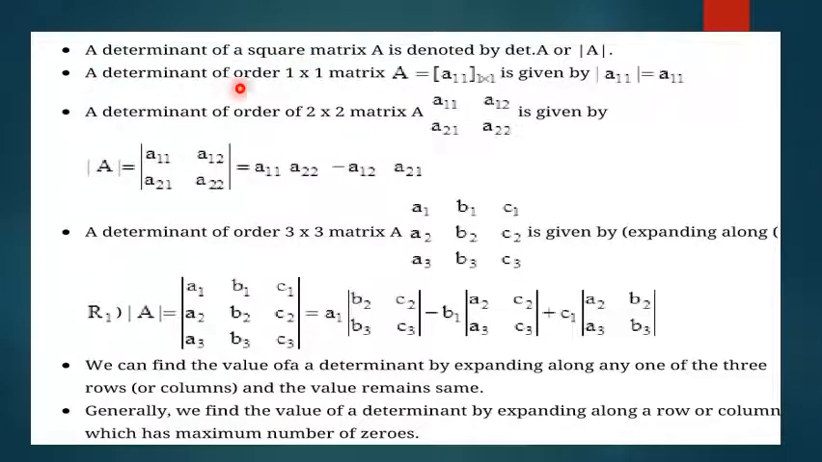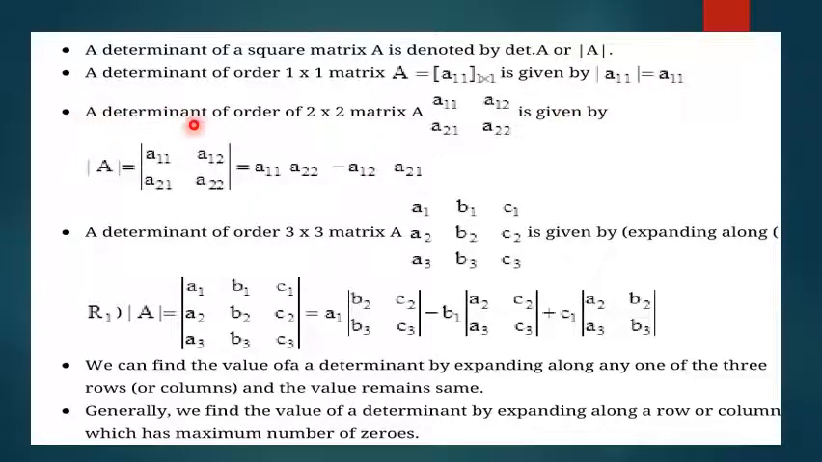Then the determinant of a 1 by 1 matrix A is A11. This is 1 into 1, that is given by mod of A11 equal to A11. This is how it is written.